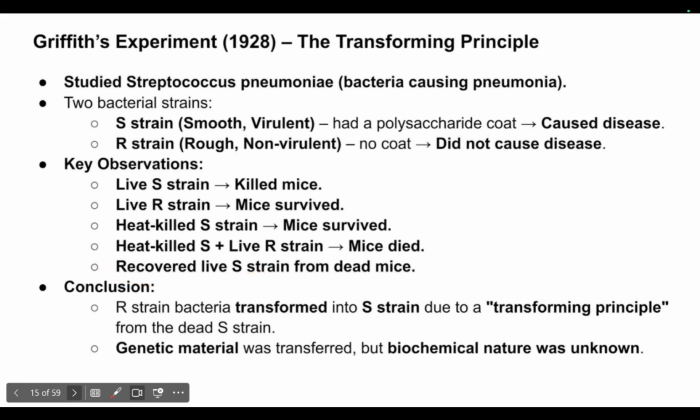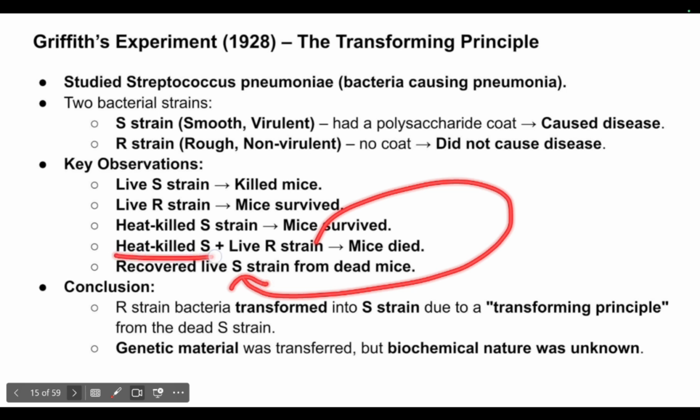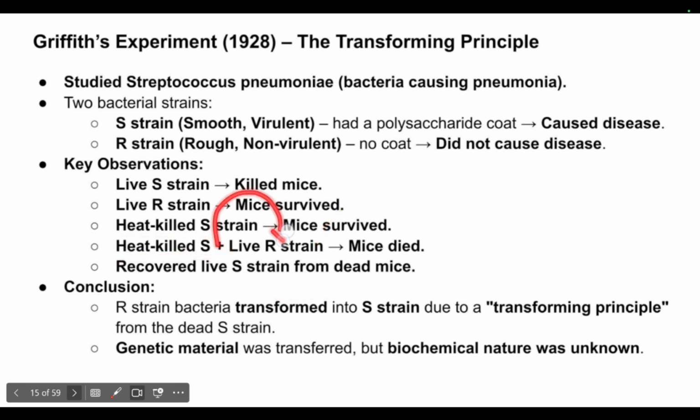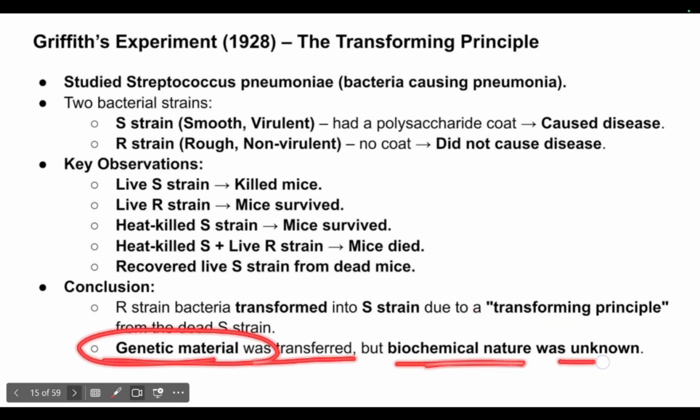So what is the only possibility? That the live R strain got transformed into live S strain. This is the only possible explanation. So he concluded that the R strain bacteria got transformed into S strain, and this is due to the transforming principle. It means something from the heat killed S strain has entered into the R strain and transformed it into S strain, and this something he called the transforming principle. But he could not explain the genetic material of this transforming principle.